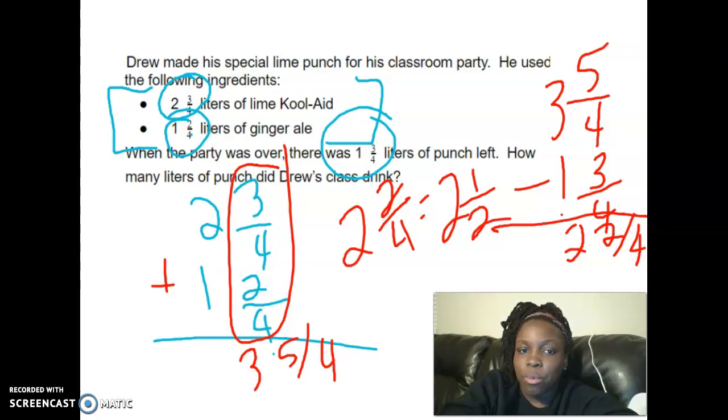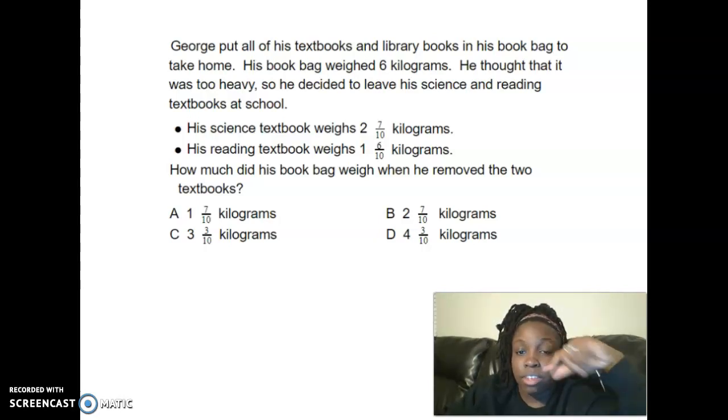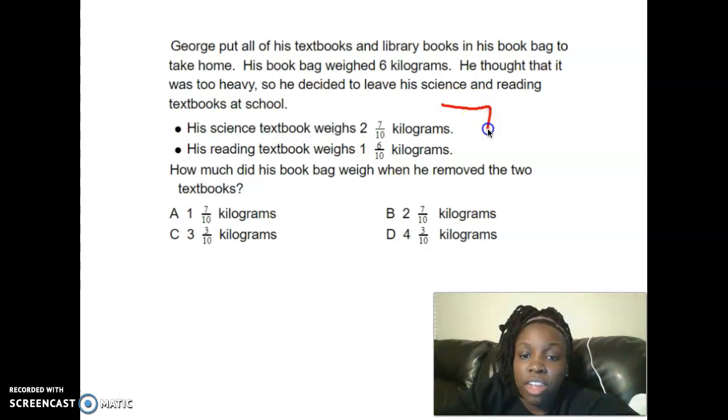All right, so we have one more to do. And hopefully you guys got the hang of how to add and subtract with regrouping mixed numbers. So for this problem, George put all of his textbooks and library books in his book bag to take home. His book bag weighed 6 kilograms. He thought it was too heavy, so he decided to leave his science and reading textbooks at school. These are how much his science and reading textbooks weigh. And then they asked, how much does his book bag weigh now when he removed those 2 textbooks?